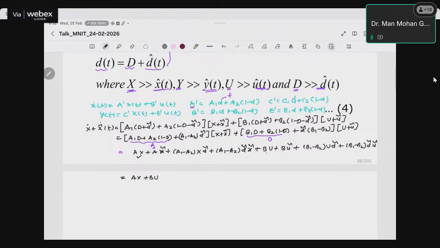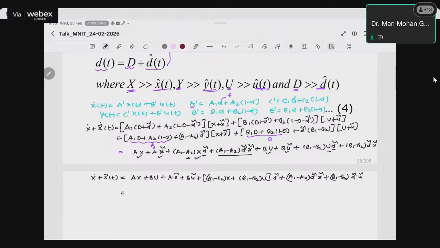So this is okay, this is okay. Now plus A x-cap, this is okay, plus B u-cap, plus here D is common in both, so I'm taking D in common: (A1 minus A2)x plus (B1 minus B2)u times D-cap. So this term is also over. Now what is left with this term? (A1 minus A2) D-cap x-cap plus (B1 minus B2) D u-cap, right? And this side is x plus x-cap.